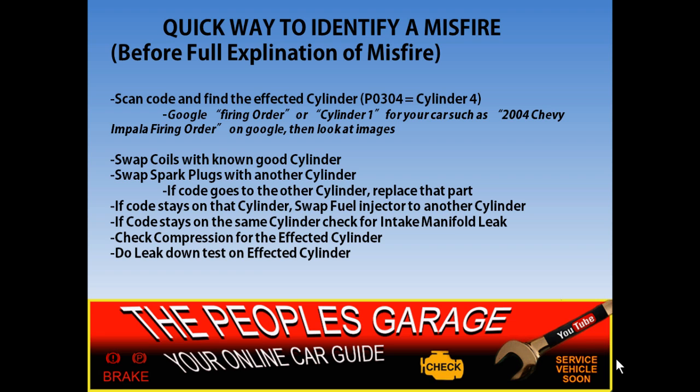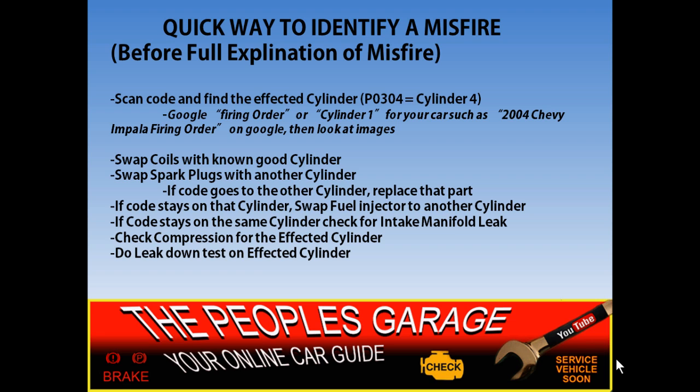If you don't know where that particular cylinder is in your engine, you can Google firing order or cylinder 1 for your vehicle, such as 2004 Chevy Impala firing order. When you type that in, go to images, look at the diagram, and locate that cylinder. Is it on the passenger side, driver's side, up front, in the back? Okay, so find that cylinder that has the misfire.